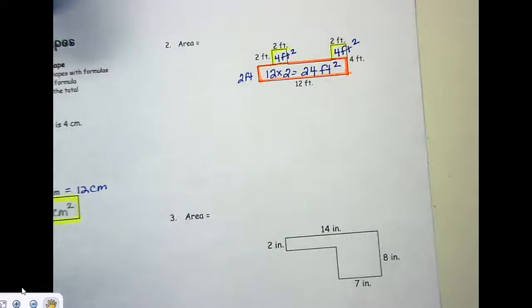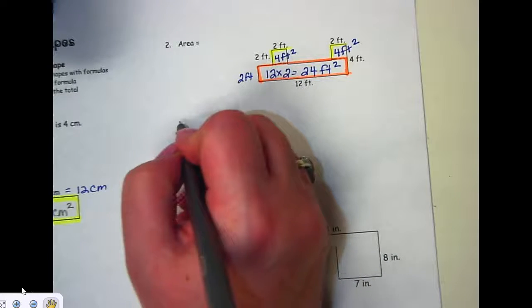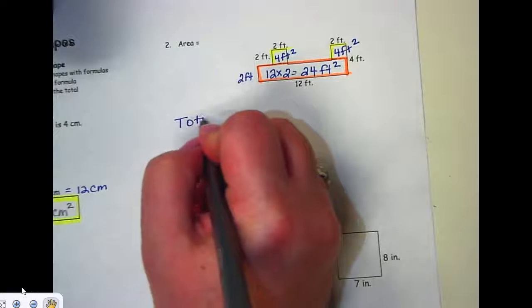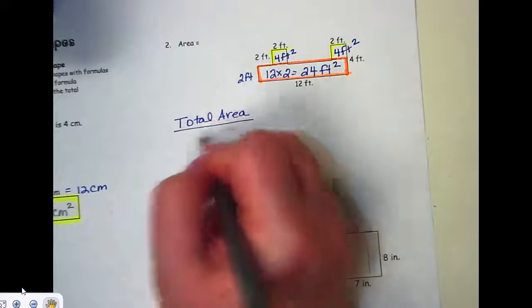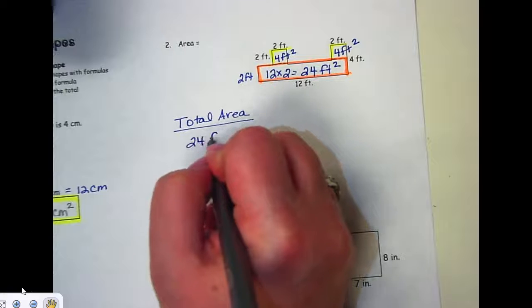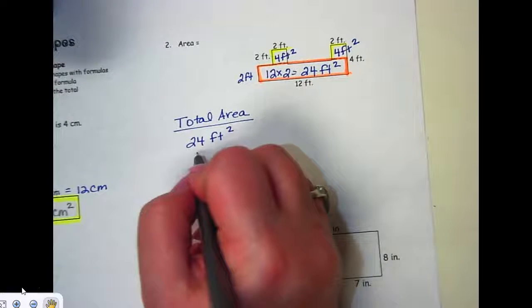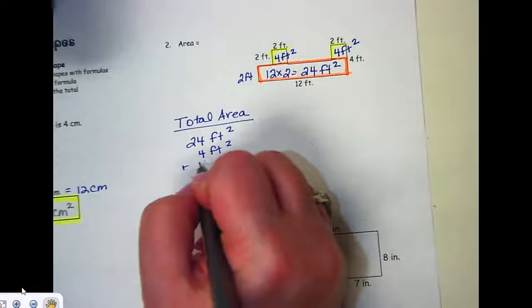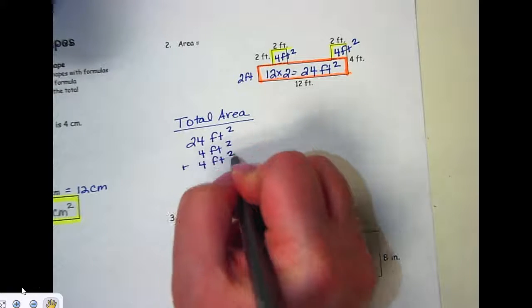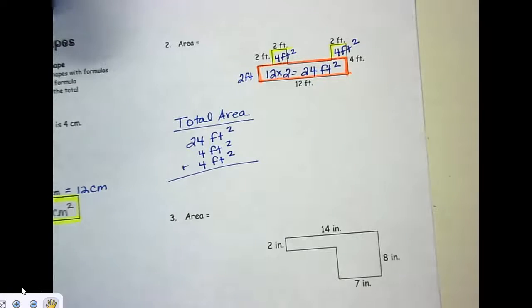Now how do I find the area of that total composite figure or irregular shape? I'm going to say the total area is 24 feet squared plus 4 feet squared plus 4 feet squared. And what do we get?